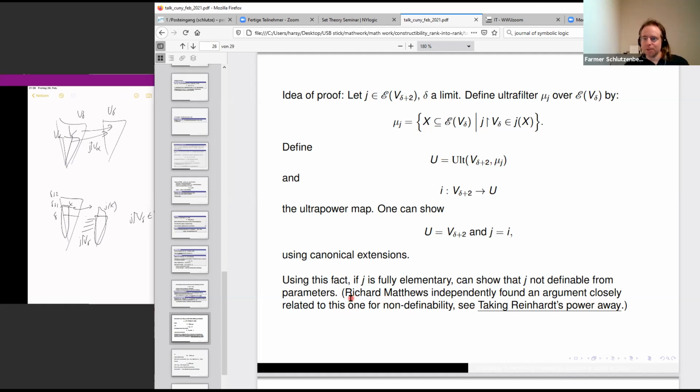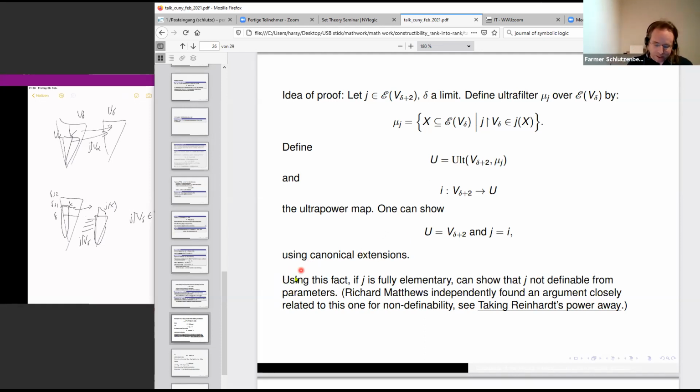As mentioned earlier, Richard Matthews had an independent argument showing that in a certain context you couldn't get a cofinal elementary embedding, because it ended up being definable, and so that's sort of related to what happens here. We do get a cofinal embedding in this case, but what we rule out is that it is definable from parameters. So the argument is similar to the one I gave earlier.